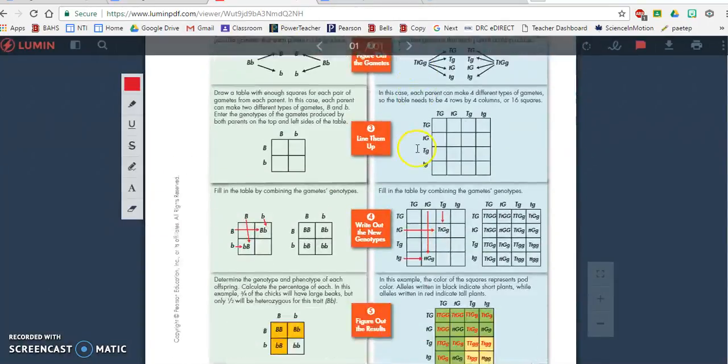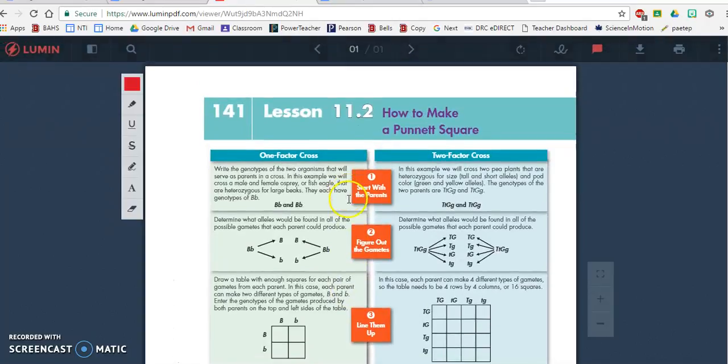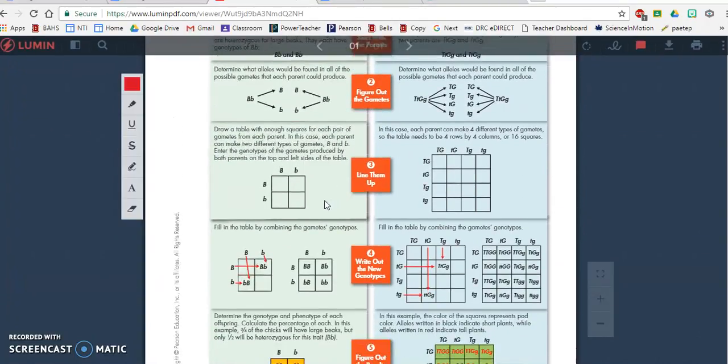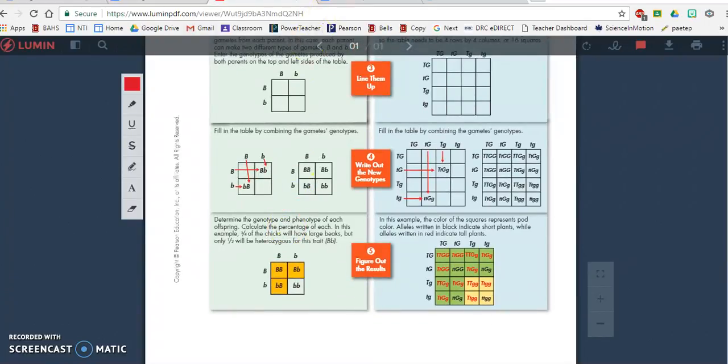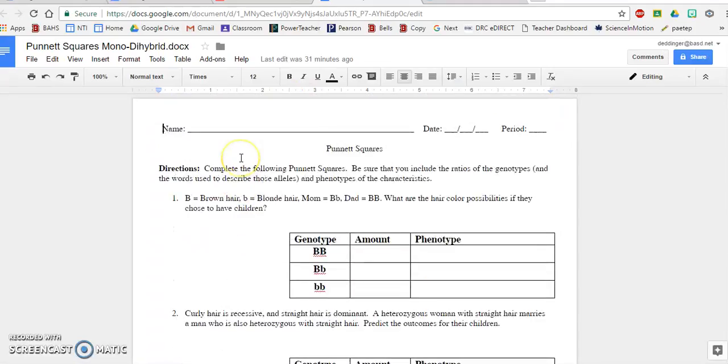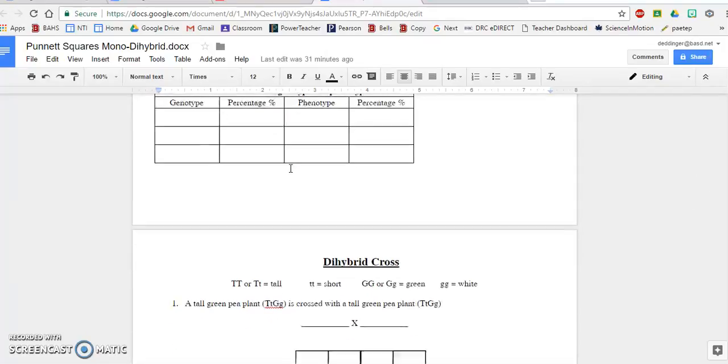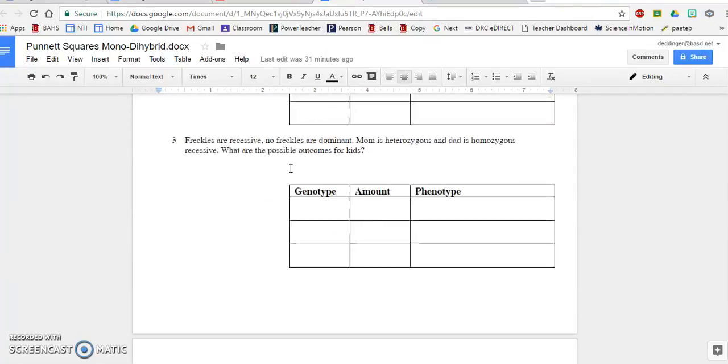Okay, so first of all, you do have this worksheet. It's not a worksheet, it's a guide in your packet if you're still not quite sure about the Punnett squares. But what I would like you to do is find this worksheet in your packet that says Punnett squares and complete these practice problems. There are 7 of them here that I would like you to do.